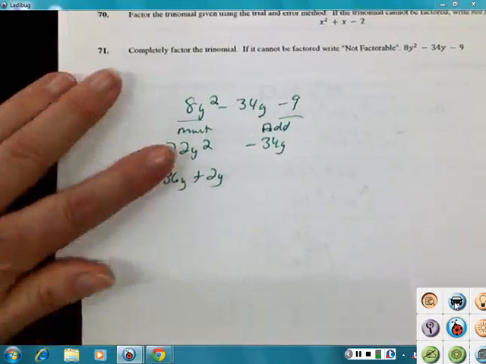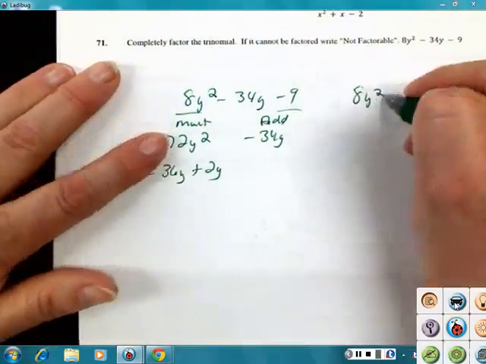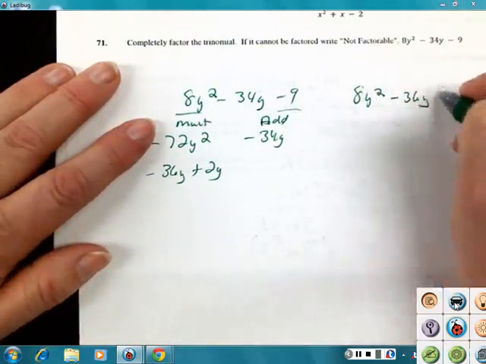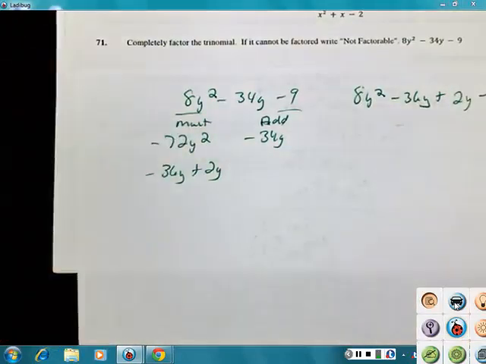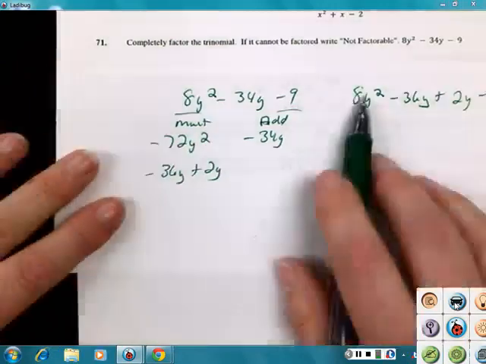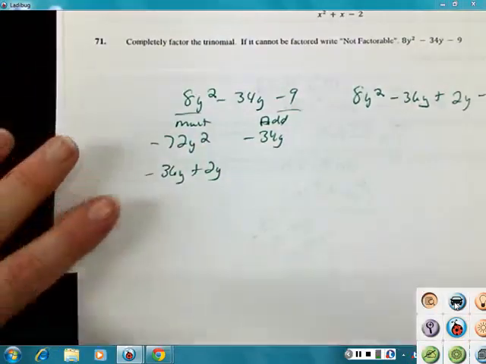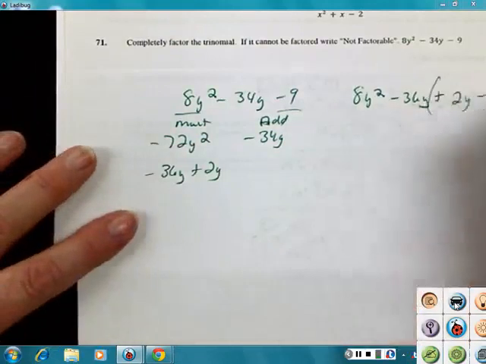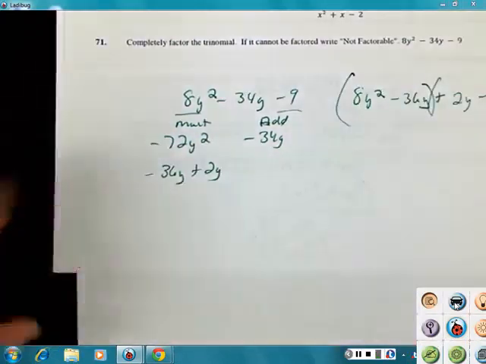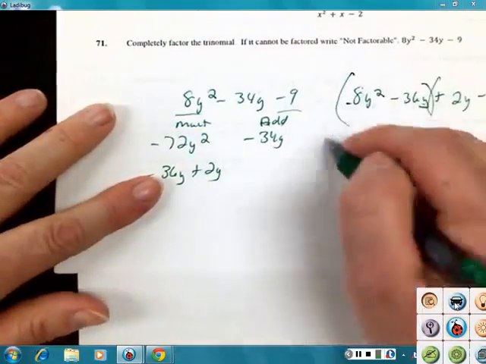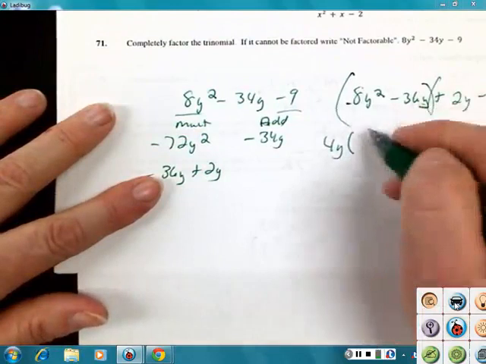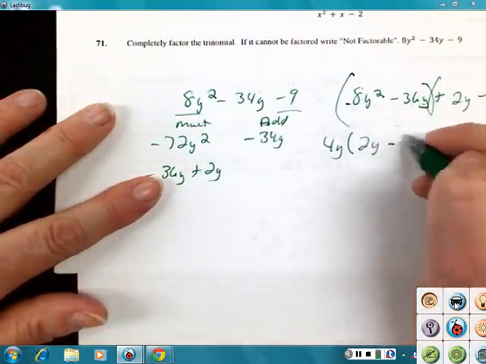Replace your middles. It's gotta be 2. And what can I take out of the first piece? 8 and 36. I group it in 2's. What can I pull out? I pull out of this thing a 4 and a y. That leaves me with 2y minus 9.